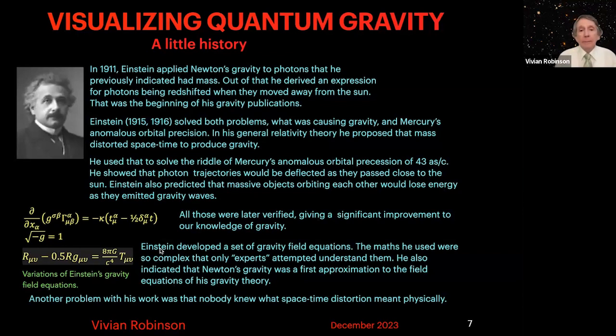Einstein developed a set of gravity field equations. The maths he used were so complex that only experts attempted to understand them. He also indicated that Newton's gravity was a first approximation to the field equations of his gravity theory. Here are a couple of examples of his gravity field equations. Good luck in understanding them, let alone solving them. Another problem with his work was that nobody knew what space-time distortion meant physically.